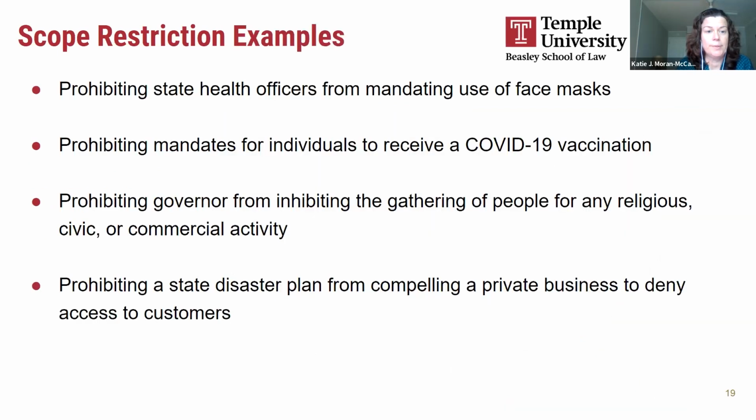So just to give you a sense, some examples of the types of scope restrictions we saw: prohibiting state health officers from mandating use of face masks, prohibiting mandates for folks to receive a COVID-19 vaccination, prohibiting the governor from inhibiting the gathering of people for any religious, civic, or commercial activity, and also prohibiting a state disaster plan from compelling a business to deny access to customers.